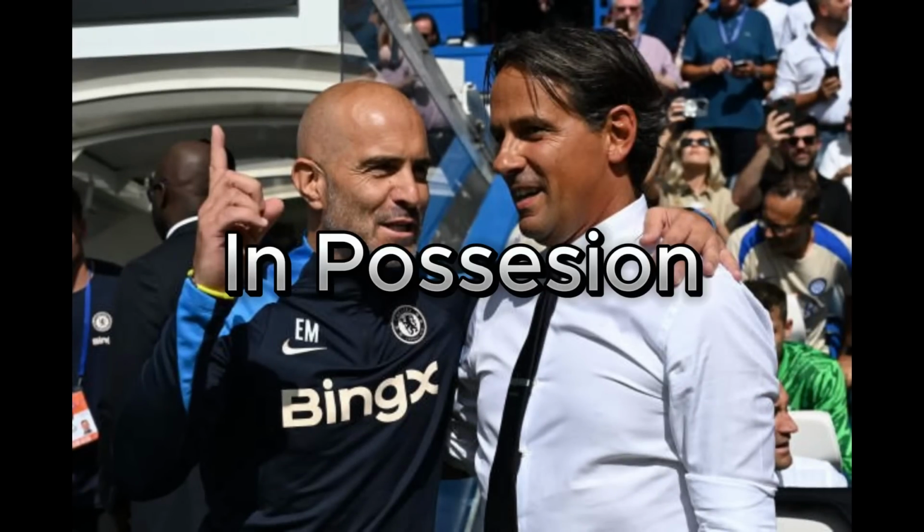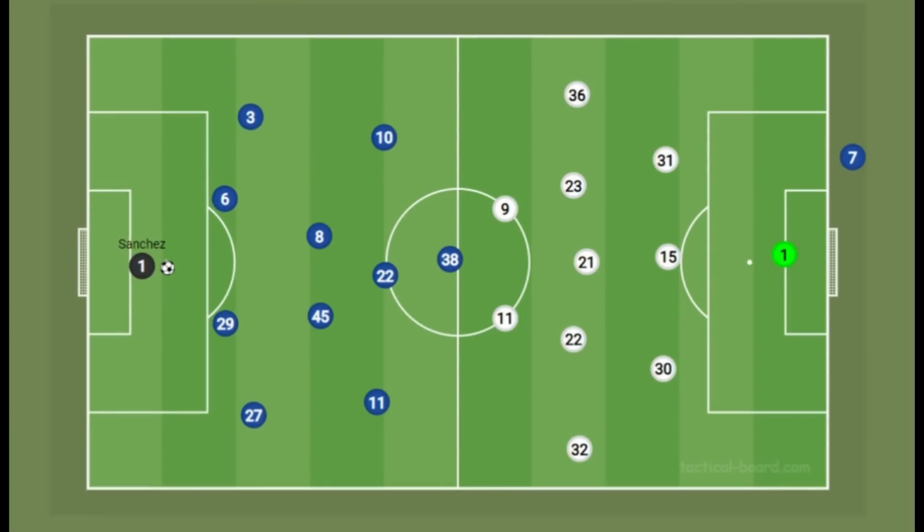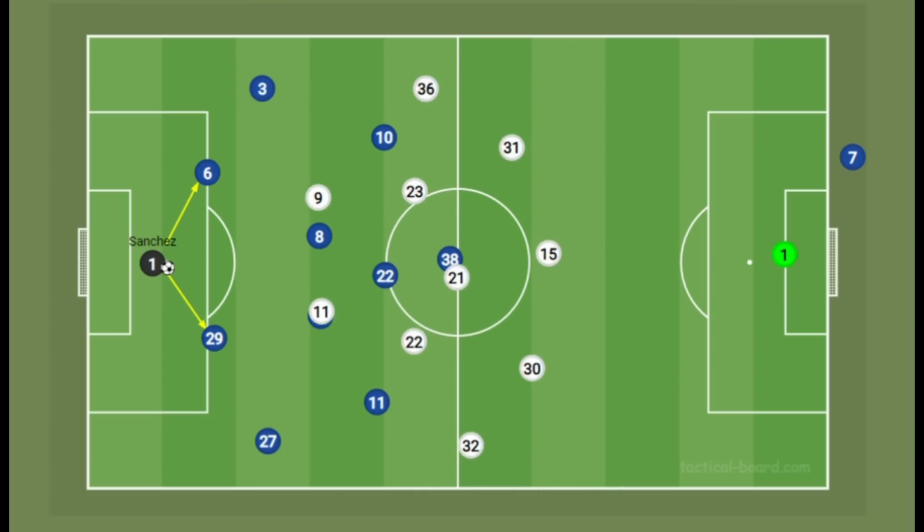We start by looking at how Chelsea looked to play when they had the ball in possession. What were the key tactical tweaks and changes that Enzo Maresca put into this Chelsea team? Now, Chelsea usually under Maresca want to build from the back. That is by the goalkeeper looking to find the two center backs with the ball.